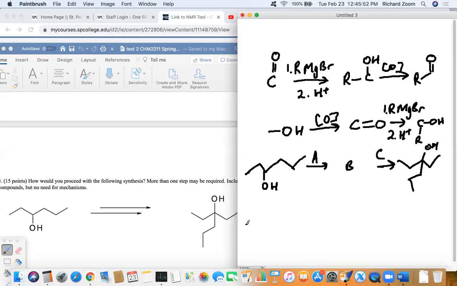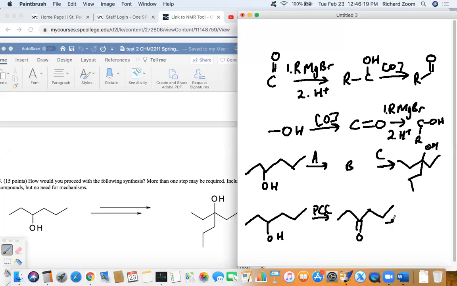So what I'd be inclined to do first is, rather than work backwards, it would be easier, I think, to work a little bit forwards here, knowing that this first step was an oxidation. And I could do PCC, and that would give me this ketone.